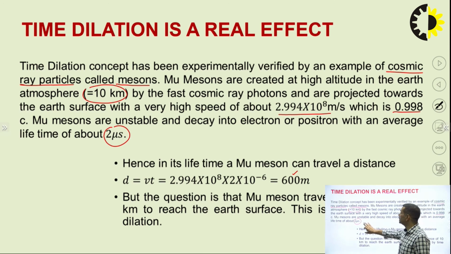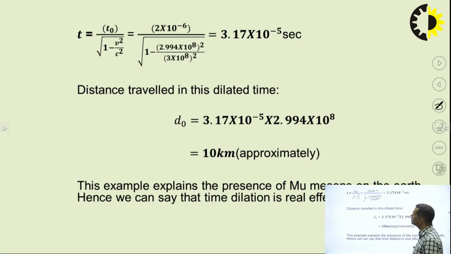Here this 2 microsecond time is in the mu meson's frame of reference, the same frame of reference. So this will be the actual time, and the observer on earth, who is in a different frame of reference, will measure, according to the time dilation phenomena, the time t. We know this relation, we have already found it: t = t₀ divided by root of 1 minus v² upon c².